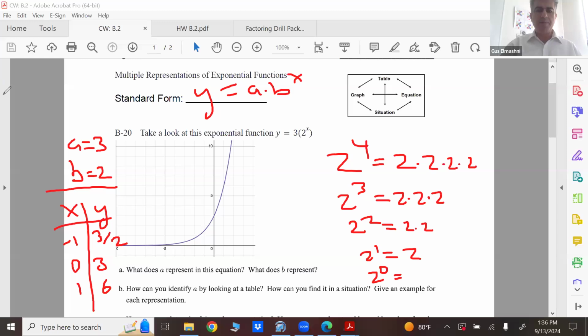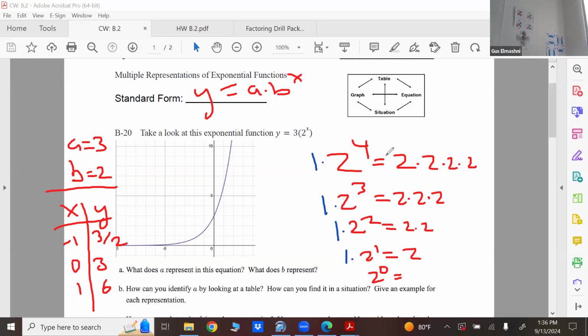Now, if you think about it, any number times 1 is always itself, right? So when you have 2 to the 4 power, we know what that means. It means multiply 2 4 times. 2 cubed, what does that mean? Multiply 2 3 times. 2 squared, I want 2 twice. 2 to the 1, I want one 2. 2 to 0 means I don't want any 2's, right? But what do you put as that answer? You put 1.